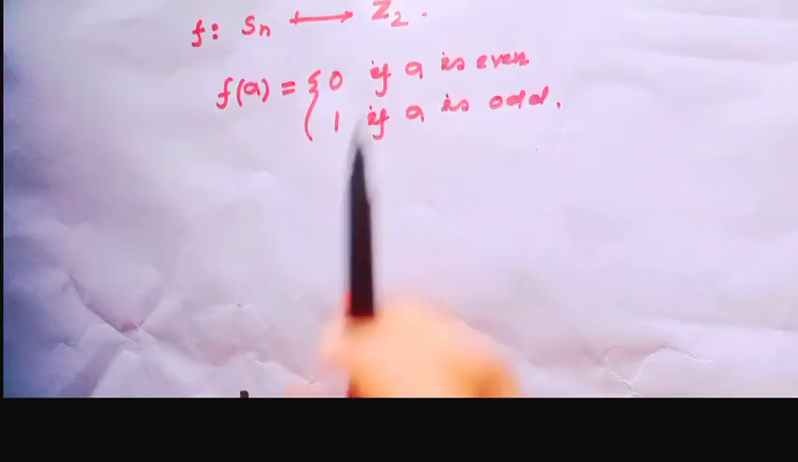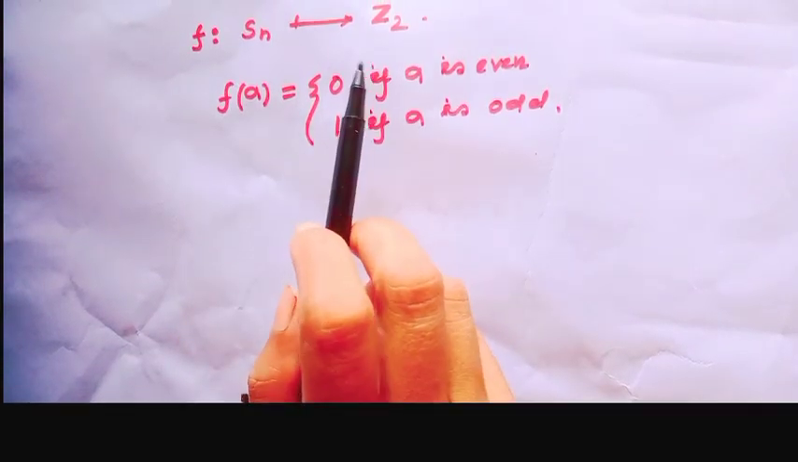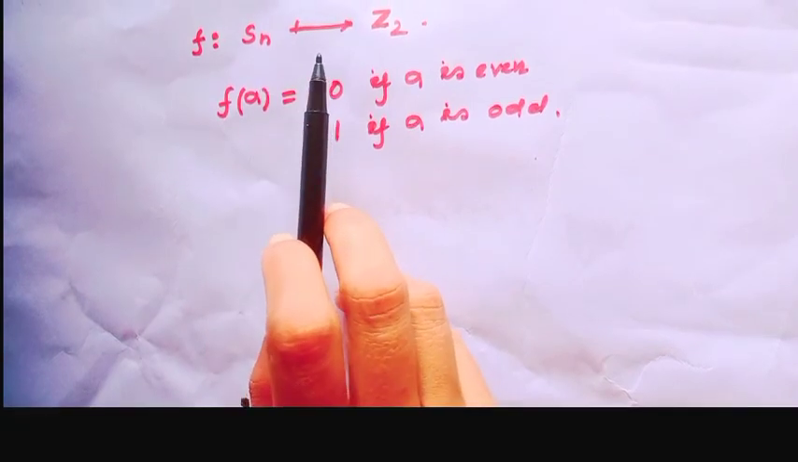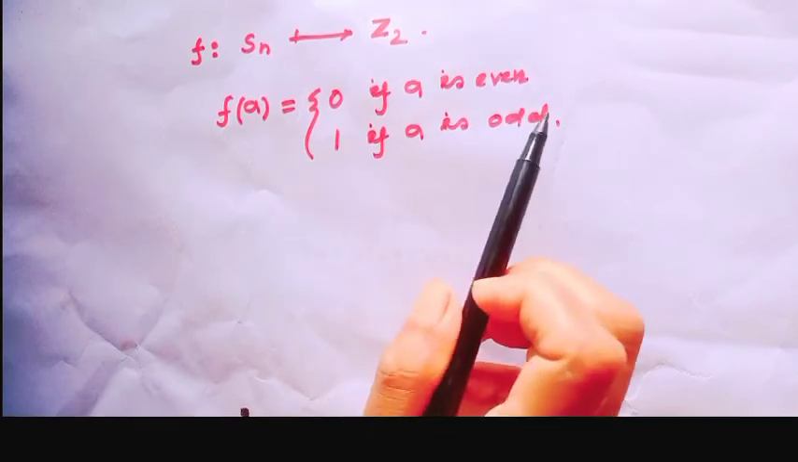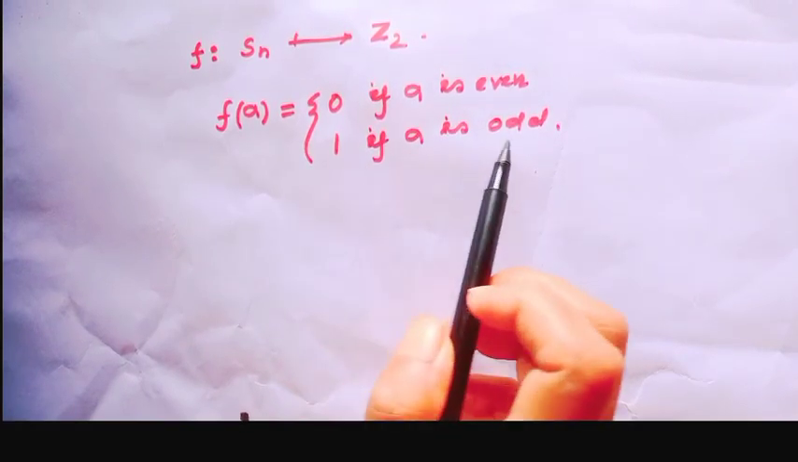I have seen in my previous video this example: f from the permutation group Sn to Z2 such that f of sigma equal to 0 when sigma is even and f of sigma equal to 1 when sigma is odd.